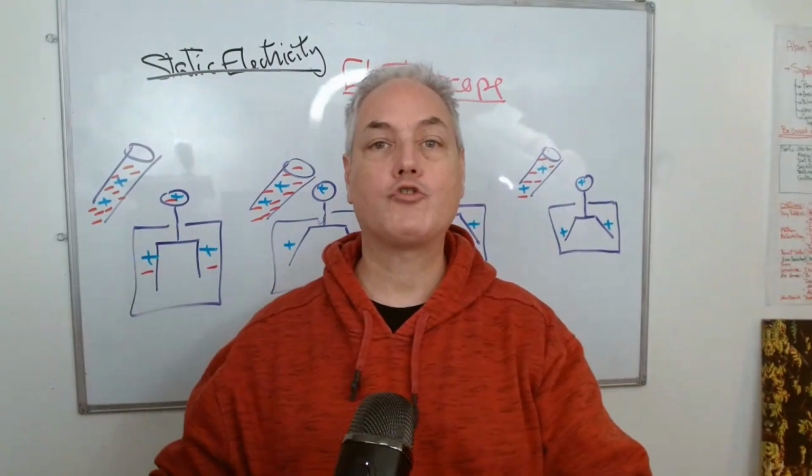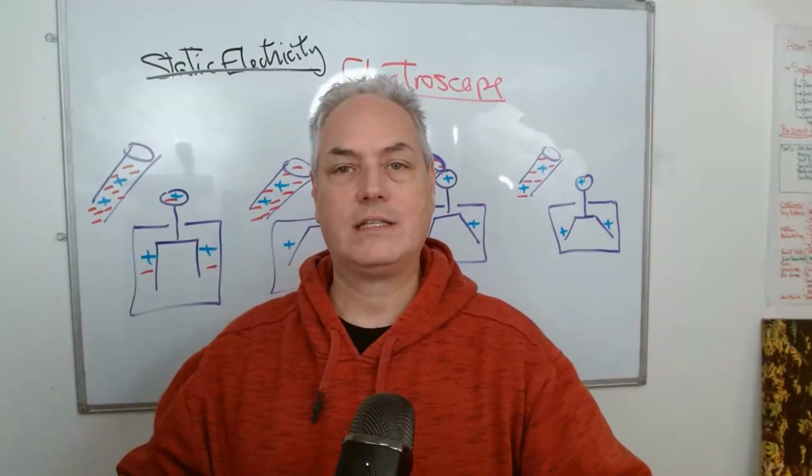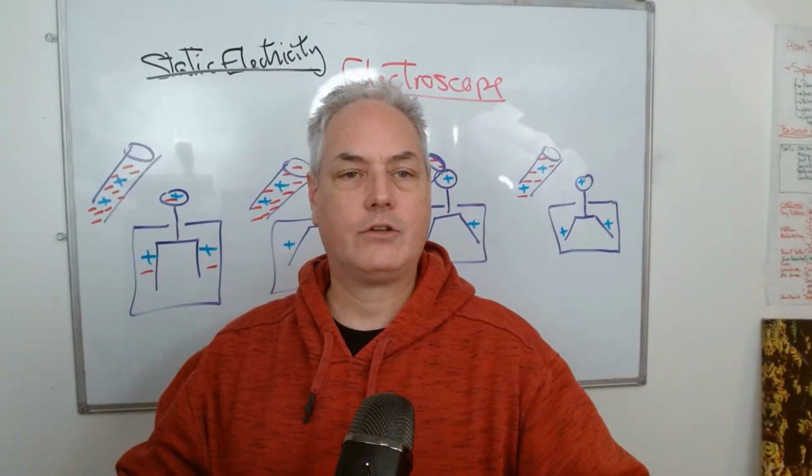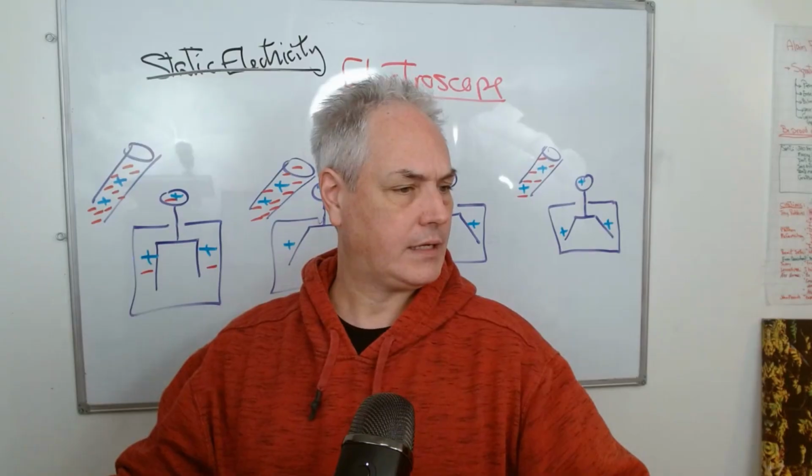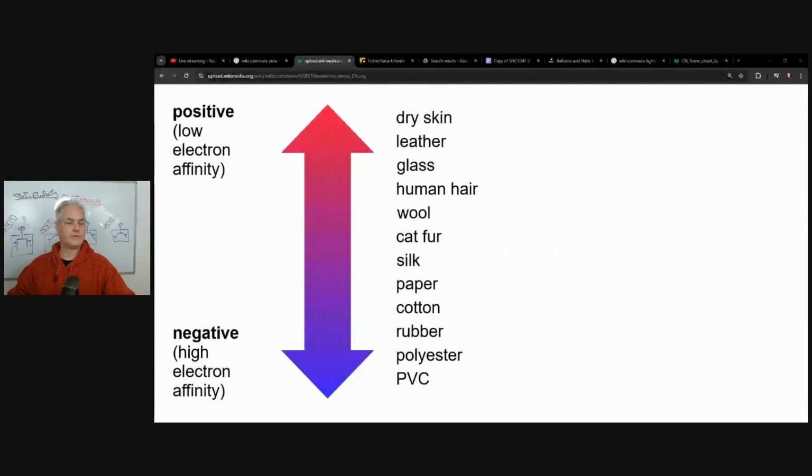How do we know what's happening here? We have what we call the triboelectric series. So let's see if I can show that to you. There you go. The triboelectric series goes like this. It shows that we have materials that have low electron affinities, which means that they are holding on to their electrons weakly, whereas we have high electron affinity, which means that they are attracting electrons strongly.